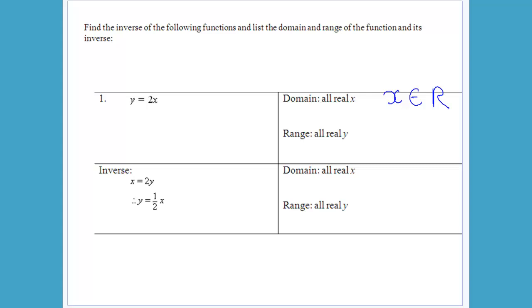So looking at some problems involving some examples of finding domain and range and the inverse of a function. So 2x is pretty simple. It's a straight line, so the domain of that is all real x, and the range is all real y. For the inverse, swap the x and y over, so the function then would become a half x. So the inverse is a half x. Again, it's got all real x, all real y. Not too hard. It's pretty easy, that one.